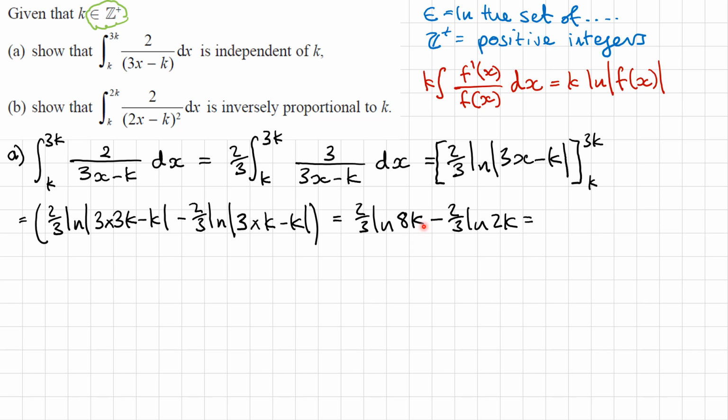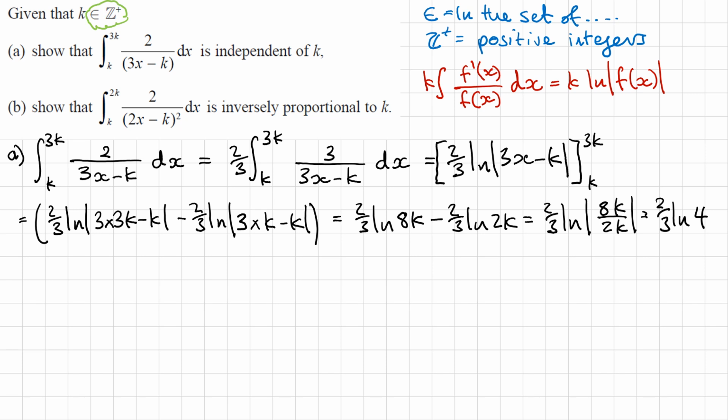Whenever we subtract with logs, we can put it together as a division. So it becomes 2/3 log of 8k divided by 2k. Now 8k divided by 2k is just going to be 4. So we end up with 2/3 log 4.